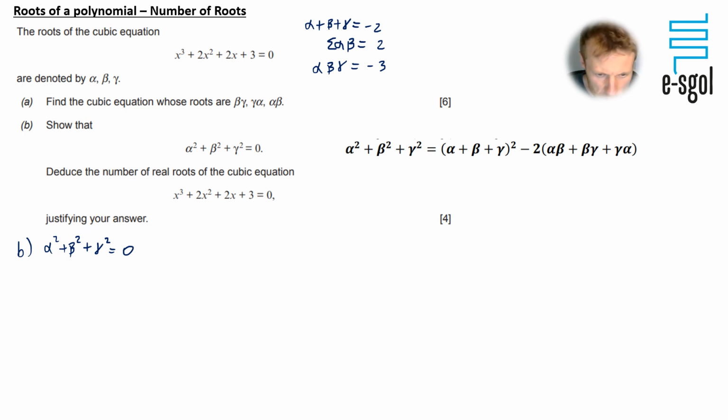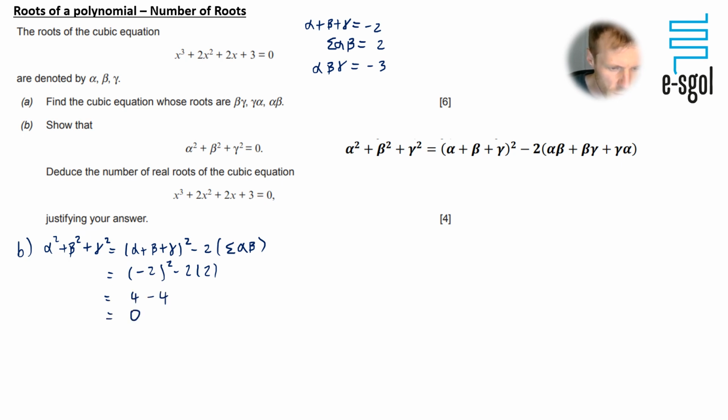So in fact, I'm just going to rub this out, I don't want that 0. Let's copy down what we've got here. So we've got alpha plus beta plus gamma squared, minus 2 times the sum of the alpha beta components. So this is going to give us, if we look at the top, -2 squared, take away 2 times the sum of the alpha beta bits, so 2. So that is 4 minus 4, which equals 0. That's quite convincing.